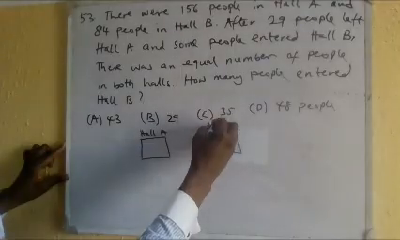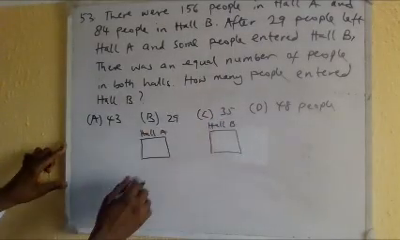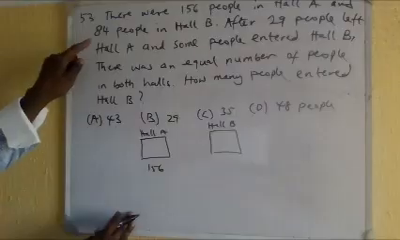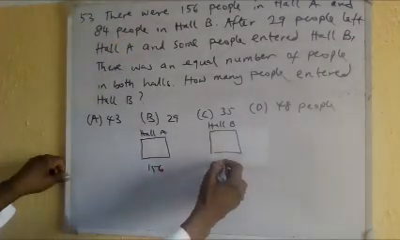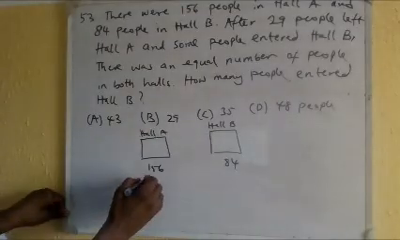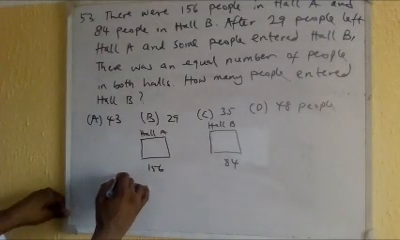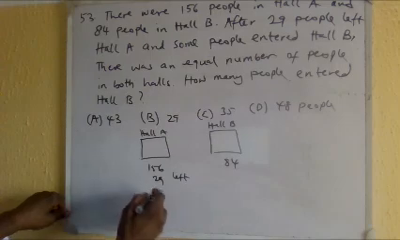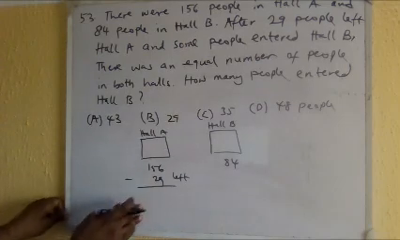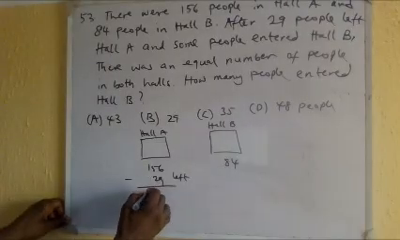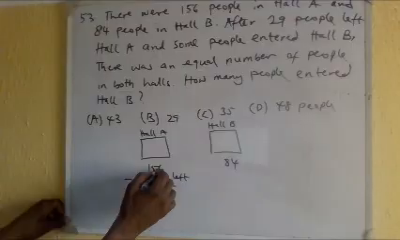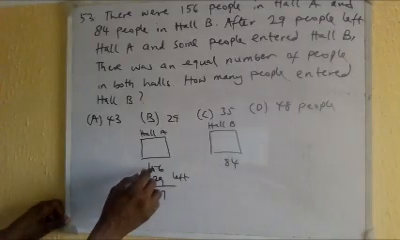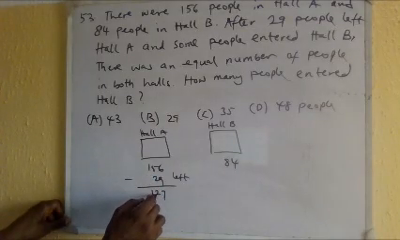So initially, we're told that there were 156 people in this hall, and 84 people in Hall B initially. But they said 29 left. When 29 left, if you subtract 29 from 156, how many do you have? You have 127. Why? Because 6 minus 9, it cannot go. You borrow 1 from there. That is 16 minus 9 is 7. Then 4 here. 4 minus 2 is 2 and 1.